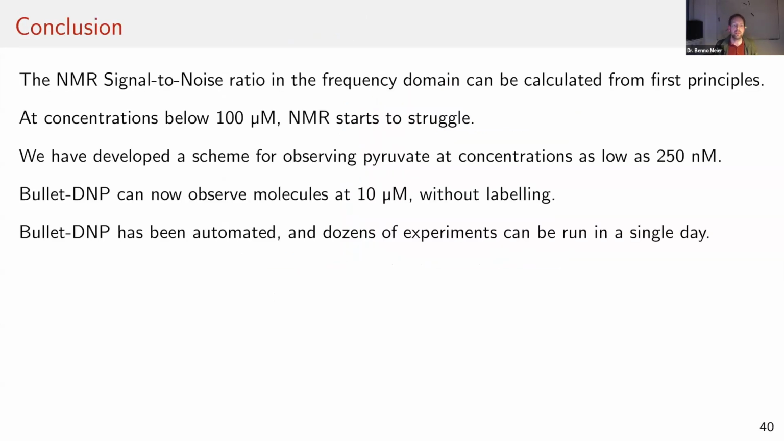Okay, with that, I'd like to conclude. First, I've shown that we can calculate signal-to-noise ratio in NMR in the frequency domain from first principles. And at concentrations of the order of 100 micromolar, give or take, conventional NMR starts to struggle. I've presented a scheme for observing pyruvate at concentrations as low as 250 nanomolar. And we can today observe protons of molecules at 10 micromolar without labeling.